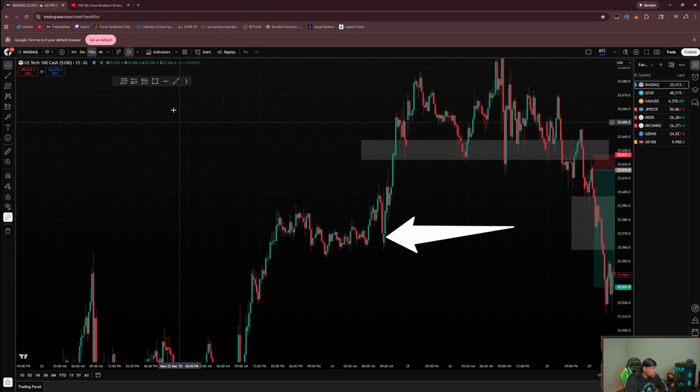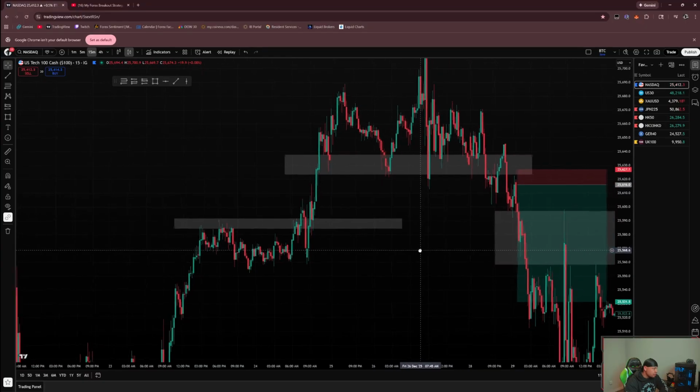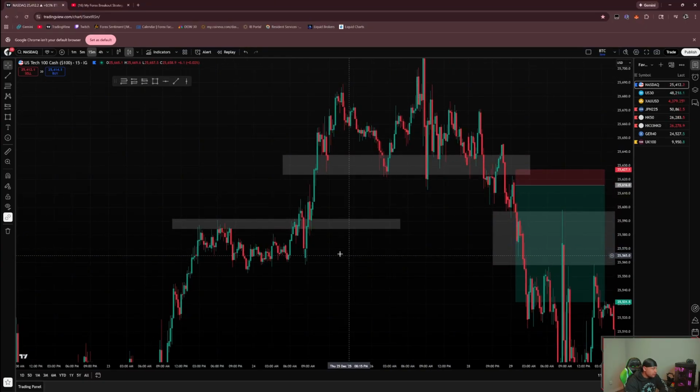And we have another breakout here. And remember I said, when you're looking at support and resistance, just because you see resistance does not mean you're going to see support, and vice versa. Just because you see support does not mean you're going to see resistance. So we have another breakout here.